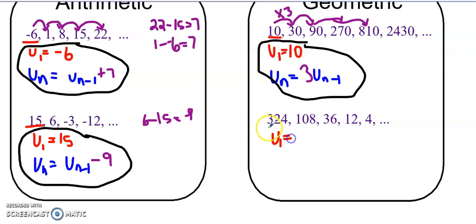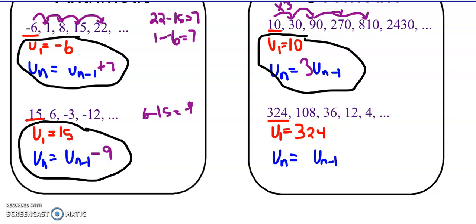U sub 1 is equal to nothing to think about. It's just that first number, 324. And then I have to look and say, what's the pattern? I'm going to put that pattern as u sub n equals, and I'm going to have a u sub n minus 1. So what happens here, your elementary school teachers told you, if you multiply, you always have to increase. But that's not always the case. Sometimes when we're multiplying, we do decrease, and the dirty little secret they don't tell you about is what kind of numbers we multiply to decrease.